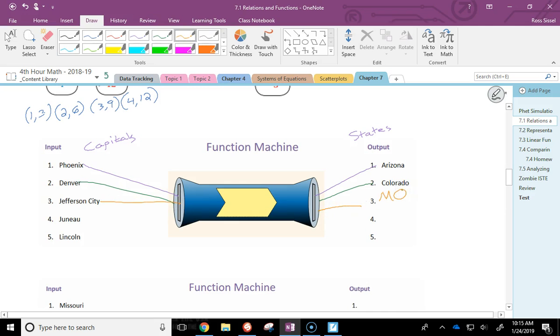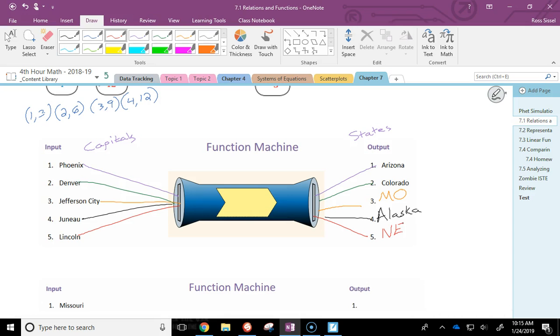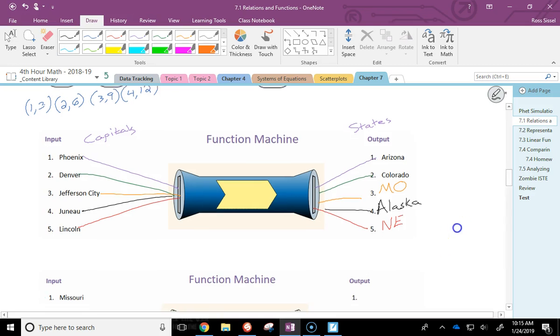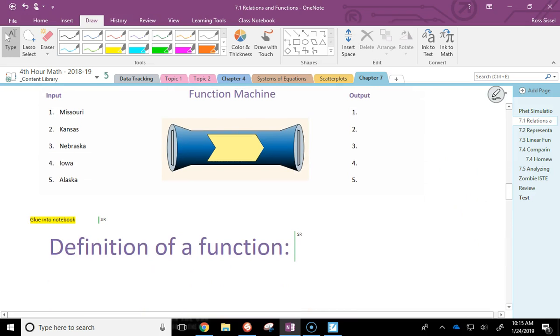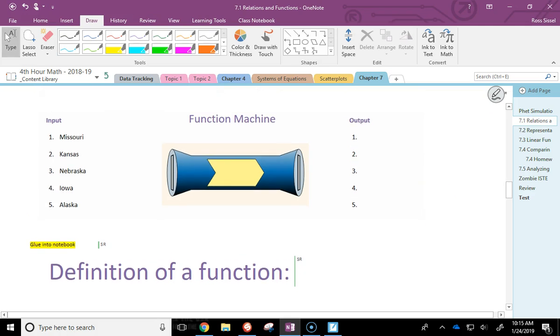Missouri. If I put Juneau in, Alaska. Good. Didn't know if anyone knew that one. Alaska. Studied the capitals. And if I put in Lincoln, Nebraska. There you go. Okay, so just clarifying, if I put in one of these capital cities, could more than one answer come out? No. Is Jefferson City the capital of more than one state? No. So we're only talking about Jefferson City, Missouri. How about this one? Input: Missouri, Kansas, Nebraska, Iowa, Alaska. Those are what? States. Still states.